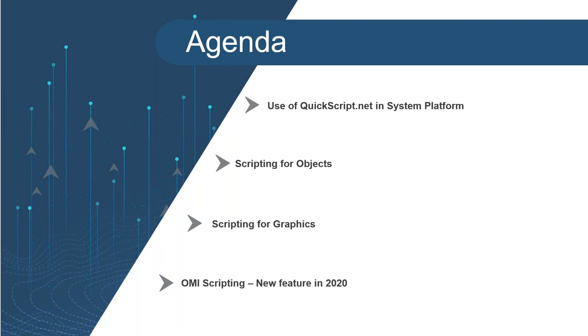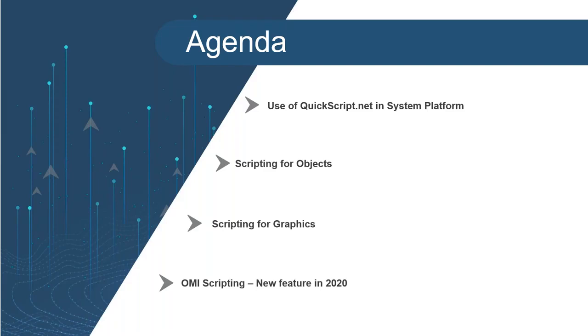So today we'll talk about what scripting is in System Platform. We'll go through the scripting for object graphics and the new feature in 2020, which is scripting for the application OMI. In 2017, this feature didn't exist. We couldn't script in an OMI application. Now it's released as a new feature with version 2020.